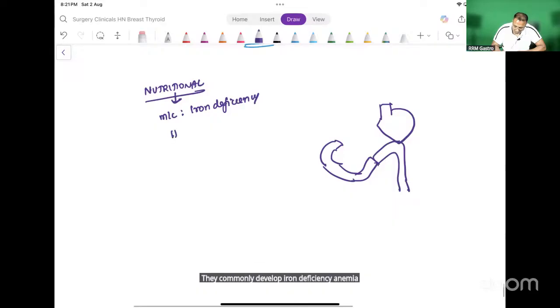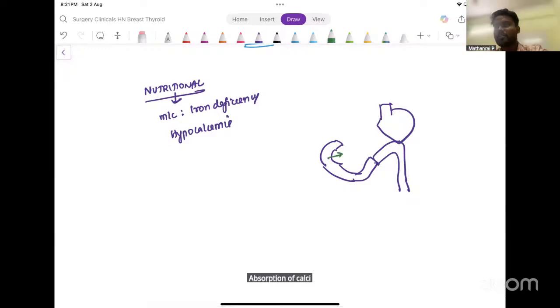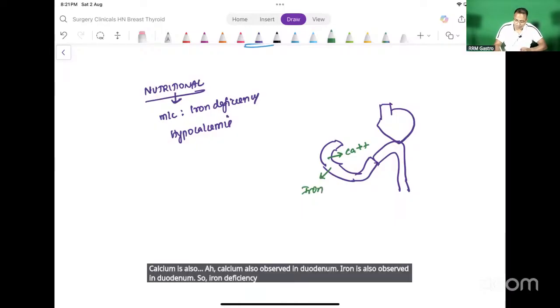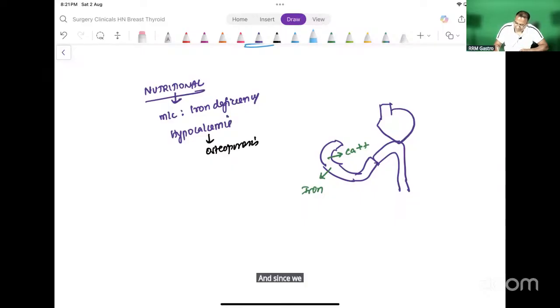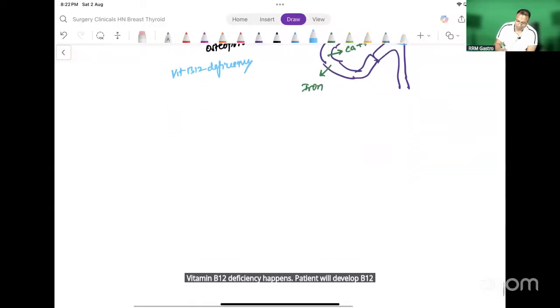Number 2, hypocalcemia. Why? Calcium is also absorbed in the duodenum. Iron is also absorbed in the duodenum. So iron deficiency anemia, and hypocalcemia in the long term causing osteoporosis. And since we have removed the distal stomach, what factor is gone? Intrinsic factor is absent. Vitamin B12 deficiency. Patient will develop B12 deficiency. So this is another important complication.